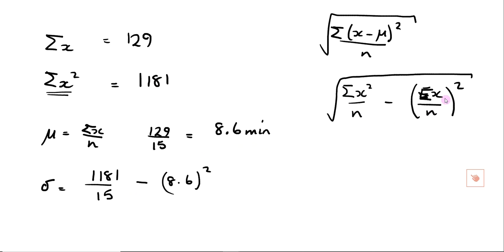And then the next one, the sum of x over n, is the mean, squared. Now I've already worked out the mean, 8.6 minutes. 1181 is the sum of x squared. I don't know why it's squared in the book. Must be a misprint. Makes no sense.